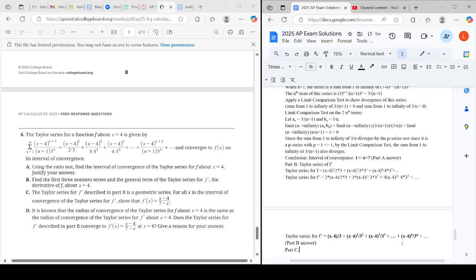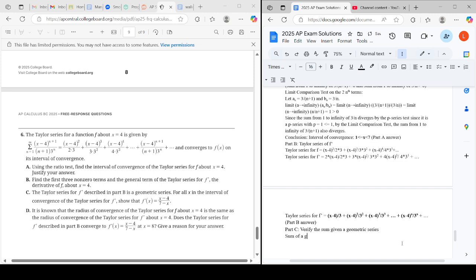In part C, we're asked to verify the sum given a geometric series. Remember, the sum of a geometric series equals a sub 1 over 1 minus r. So we can identify a sub 1 equals x minus 4 over 3, and this value will be equal to our r. Sum equals x minus 4.